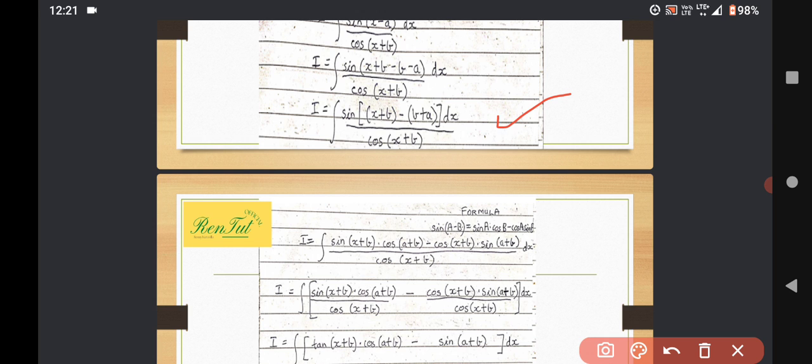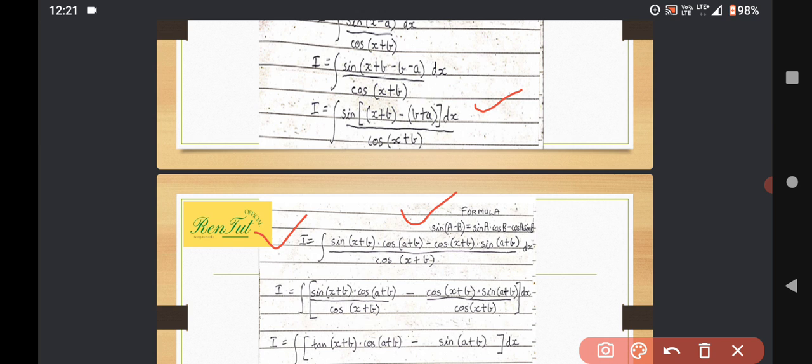So if you consider this value as a and this value as b, you can write the above numerator like this, using this formula. What is the formula? It is sine a into cos b minus cos a into sine b. So the above numerator will get transformed like this.